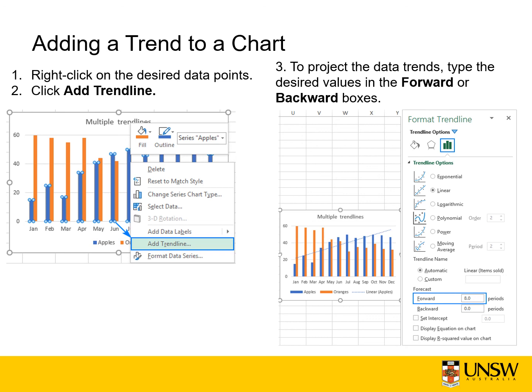And in the Trend Line option pane, choose the desired line type. Finally, to project the data trends into the future or past, on the Trend Line option tab, under Forecast, type the desired values in the forward or backward boxes. Watch the video in the next slide to learn more about trend line.